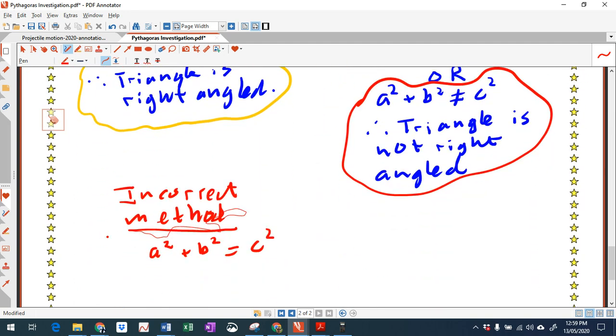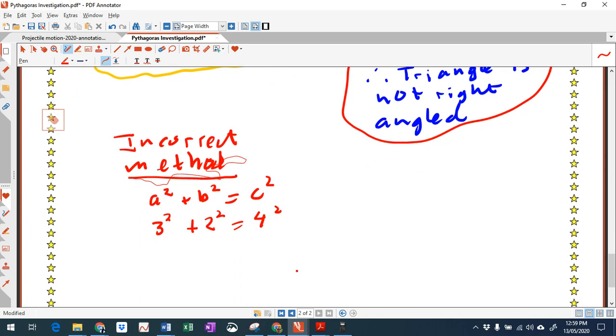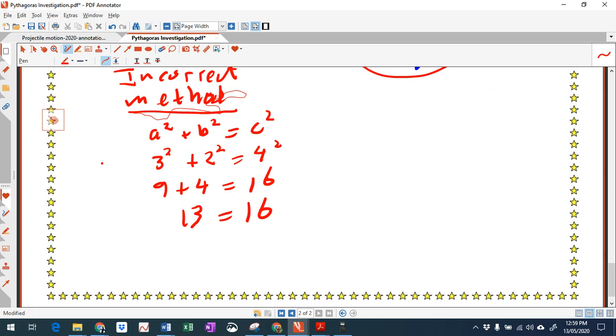Okay, so 3 squared plus 2 squared equals 4 squared. And then you have 9 plus 4 equals 16. 13 equals 16. Okay, and they see that there's two different numbers and they say, therefore, triangle is not right angled.